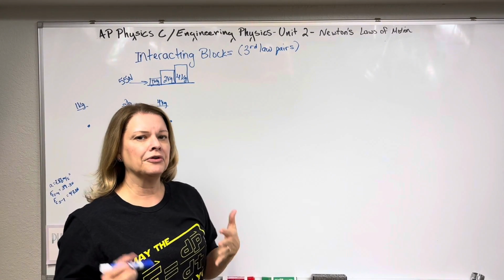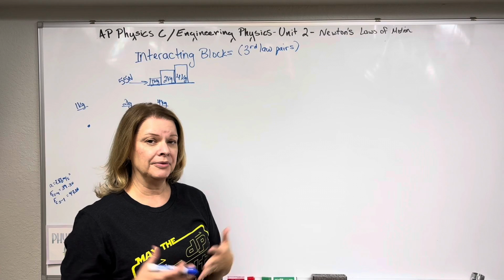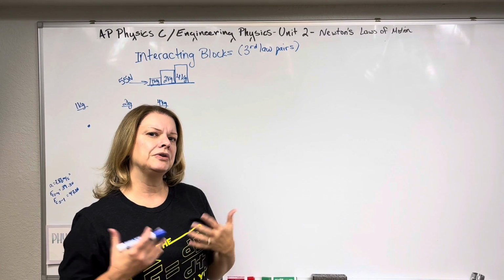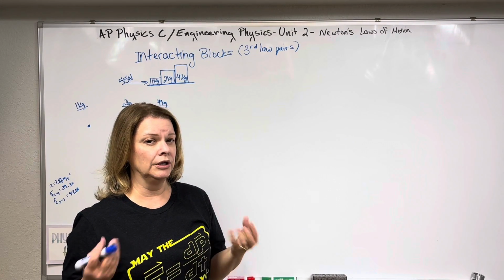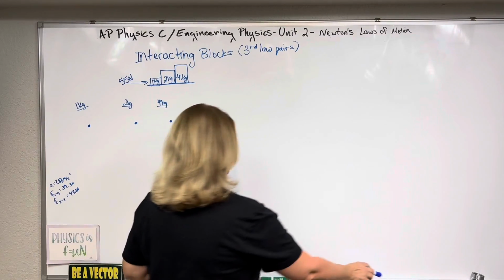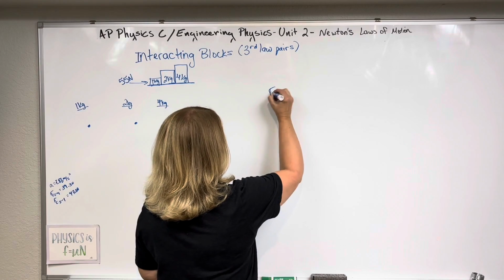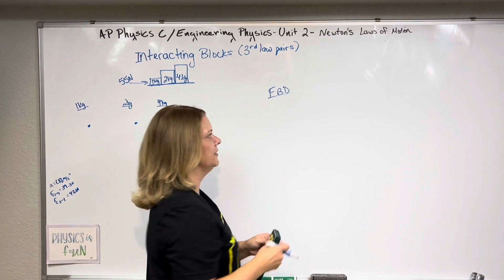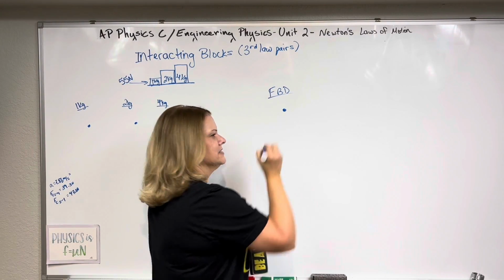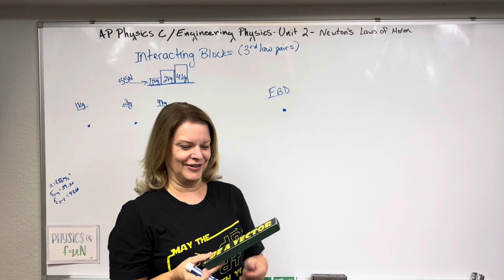So remember, third law pairs are opposite and equal, and there can only be two objects involved. This is really important, because a lot of times, let's do a free body diagram. We know what those are. We've been working with those for a long time now. FBD, it's not a disease. It's just a depiction of forces that are involved.